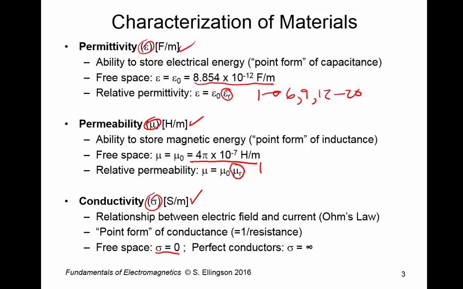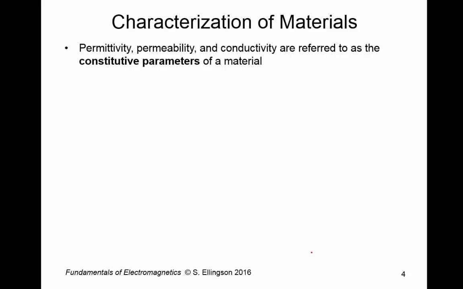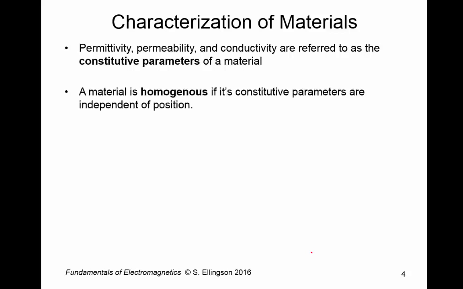If you have no free charge, it doesn't matter what the strength of the electric field is, you have no current. Conductivity of a perfect conductor is infinite. Permittivity, permeability, conductivity, these are all referred to as the constitutive parameters of material. Material is said to be homogeneous if its constitutive parameters are independent of position.